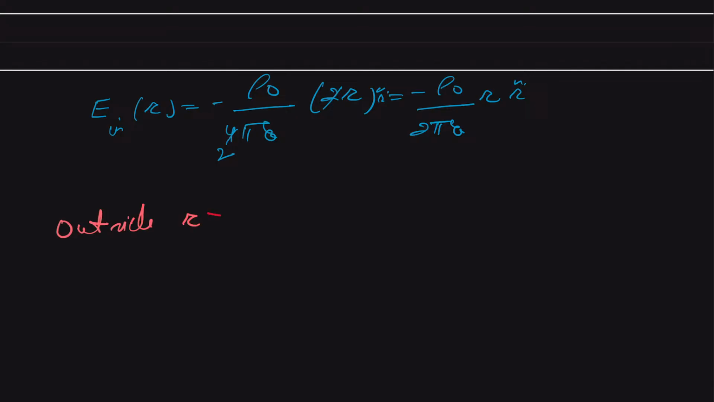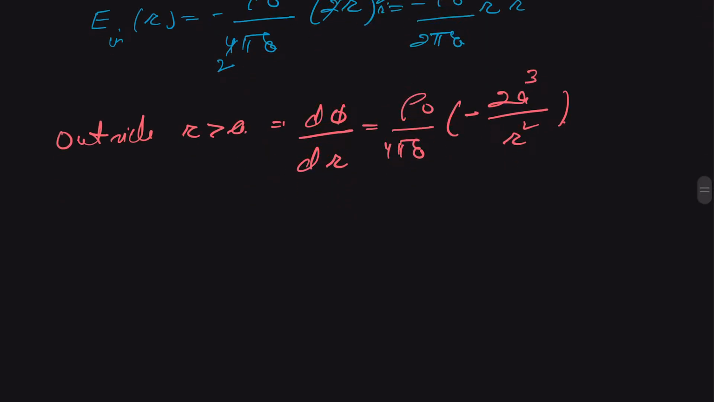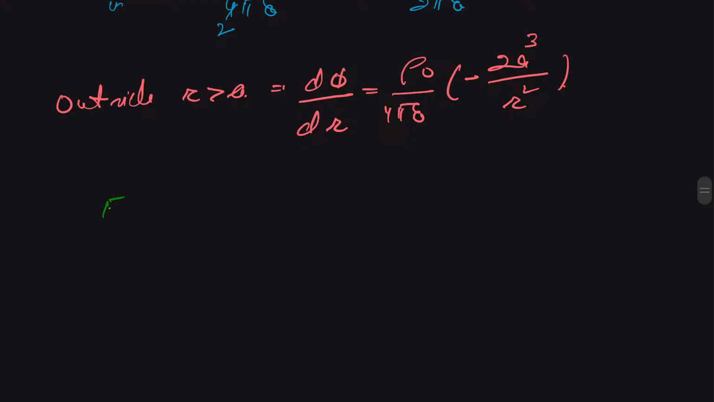For outside, r is greater than a, we can write our change in potential as minus rho naught upon 4 pi epsilon naught, and the derivative comes as minus 2a cube upon r square. Therefore we can write our electric field outside at a distance r will be equal to minus d phi upon dr r unit vector.